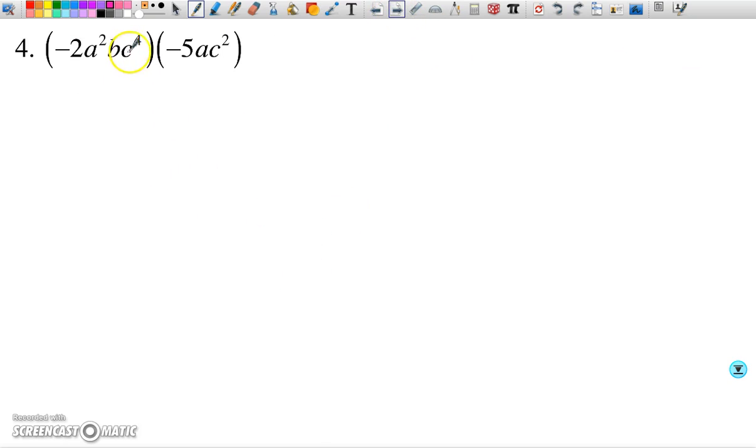All right, number 4, same thing, just multiplying. So negative 2 times negative 5 is positive 10. a squared times a is a cubed. And then we have b. And then c to the 4th times c squared is c to the 6th. And that is your answer.